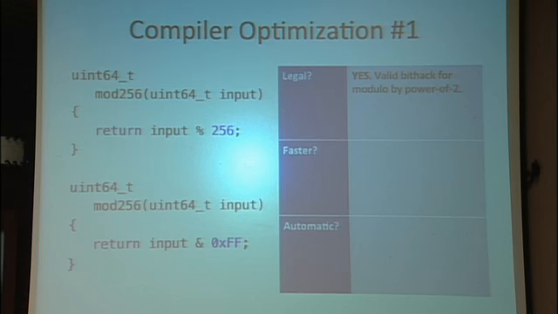So yes, it is indeed legal, and it's a standard bit hack for doing a modulo by a power of 2. I was fortunate enough to make it a uint64. So next question is, given that it's legal, is it faster to do the and instead of the mod?